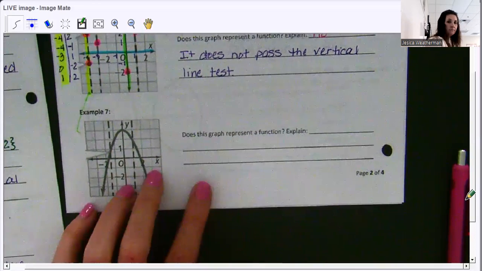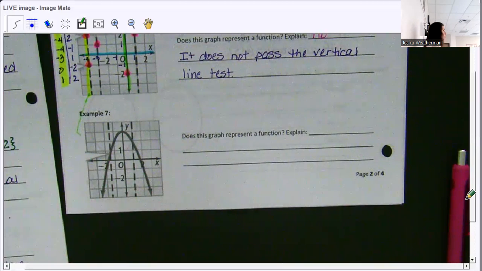Example 7 is a parabola. We're not going to look at the domain or the range right here. I just want to see if you can tell whether or not this is a function or a non-function. Go ahead and look at this and make your best educated guess, or if you already know it. Anyone want to take a stab at this? Sam? I think it's no, because it's -2 and 2 at the same time. I think it's not a function.